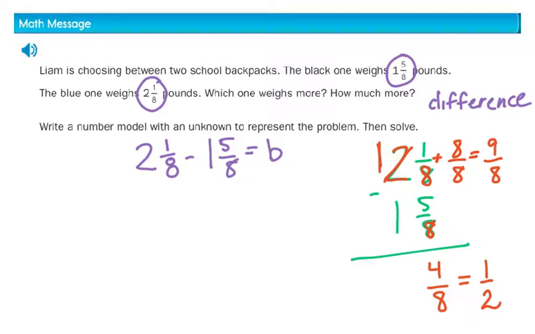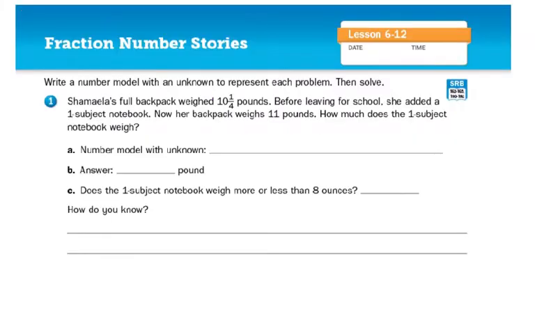All right, so we're going to go ahead and move into our math journal. So if you would open to math journal page 220. Again, if that math journal isn't there, stop the video, go get it, because it's important that you do this so that when you go back to 5th grade, you have practiced this. If you're just watching, you're not going to remember it and understand it nearly as well as if you just do it with me. So at the top, it says Fraction Number Stories, Lesson 612. Write a number model with an unknown to represent each problem, then solve.